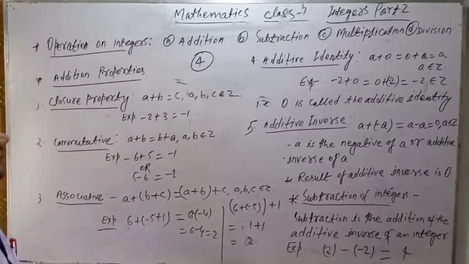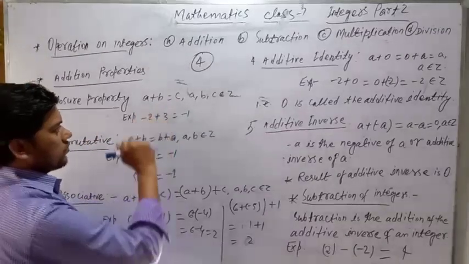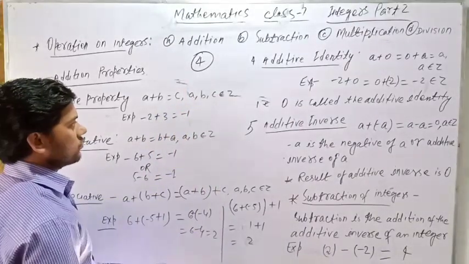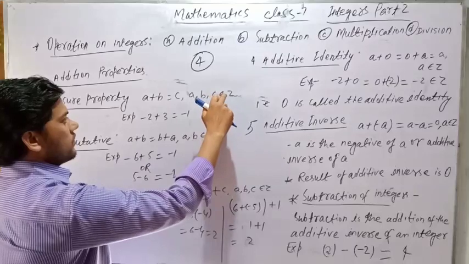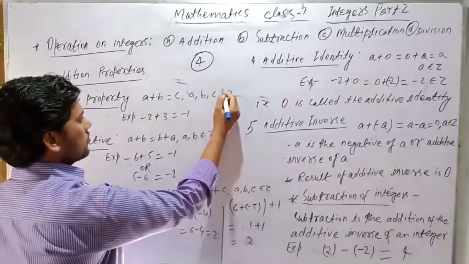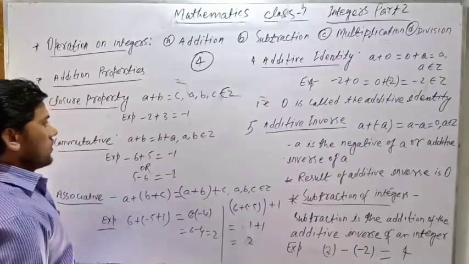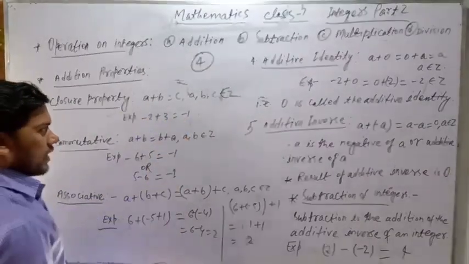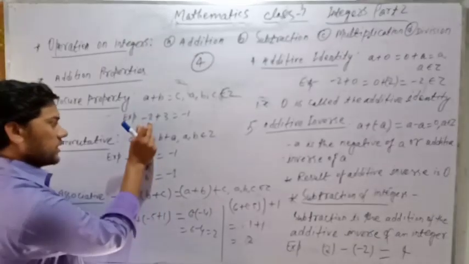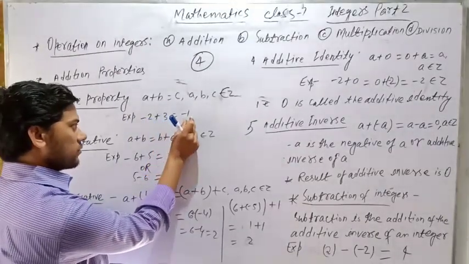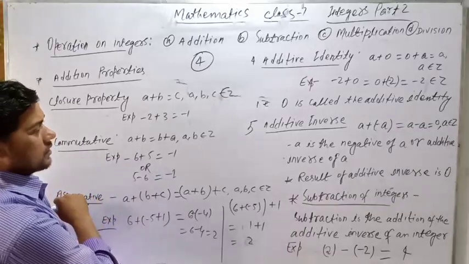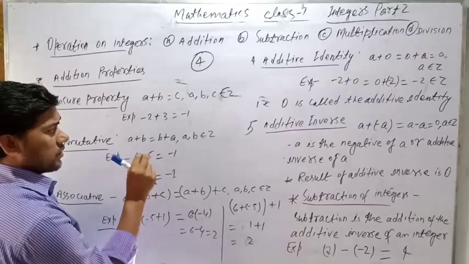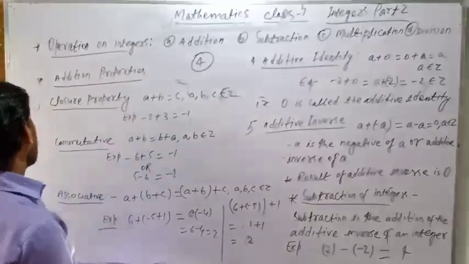Closure property: a plus b is equal to c, where a, b and c belong to Z. As for example, minus 2 plus 3 is equal to minus 1. Minus 2 is an integer, 3 is an integer and minus 1 is also an integer. So if we add any two integers, the result also comes an integer.